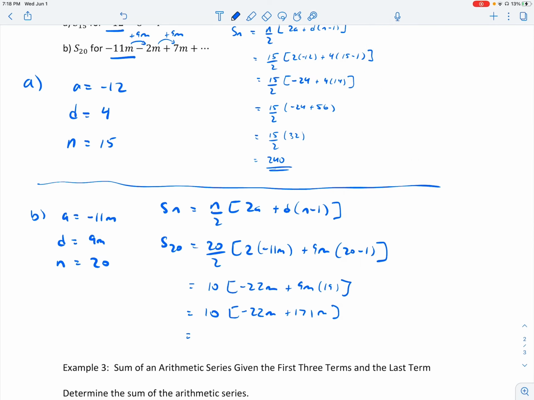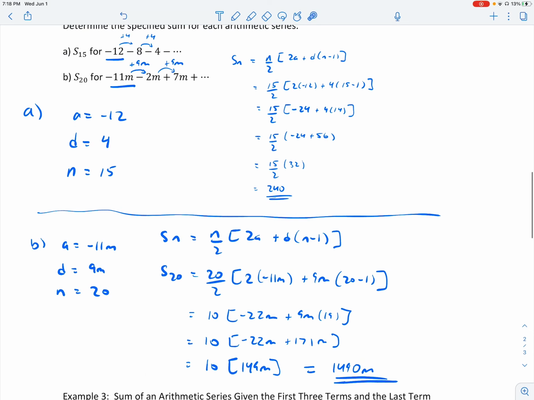Like I said, make sure you're very careful with everything, plugging these in. And that's an easy calculation. We'll just add 1 to the decimal place. So we got 1490m. That's my sum of all the terms in this series, all 20 terms.